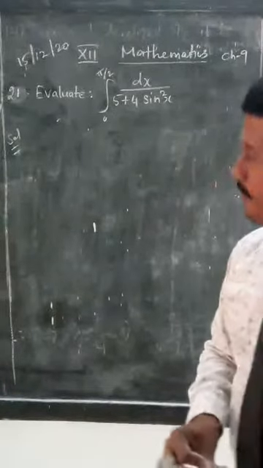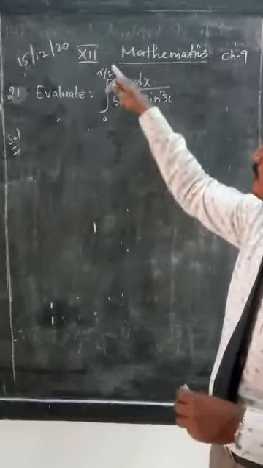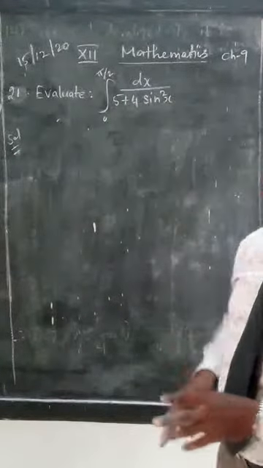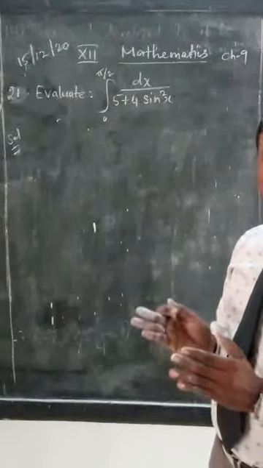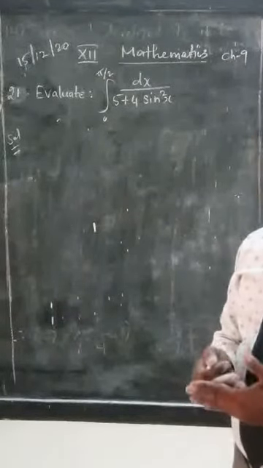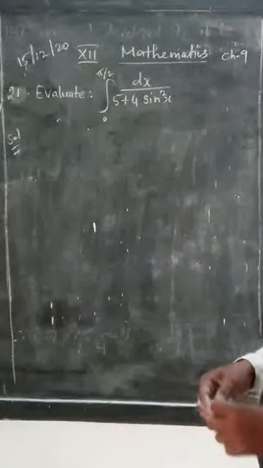Question number 21. You see a similar kind of problem. Evaluate the integral from 0 to pi by 2 of dx by 5 plus 4 sine square x. Now, this and the previous problem are almost similar. This is the first time that we are looking at similar problems in this exercise.